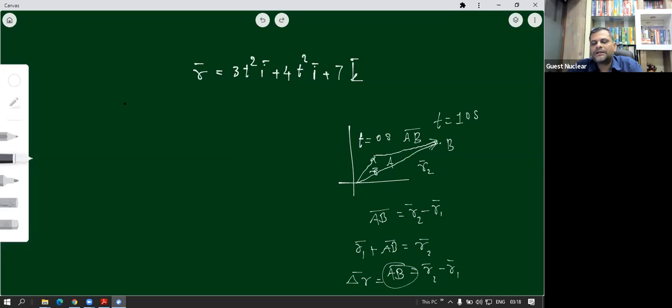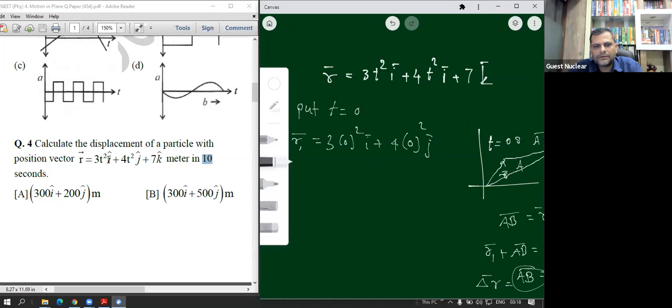To find r1 bar, put t equal to 0 in this equation. So if you put t equal to 0 here, then we get r1 bar equal to 3 into 0 square into I bar plus 4 into 0 square into j bar. Both sides have a square, right? Check once. Okay, fine.